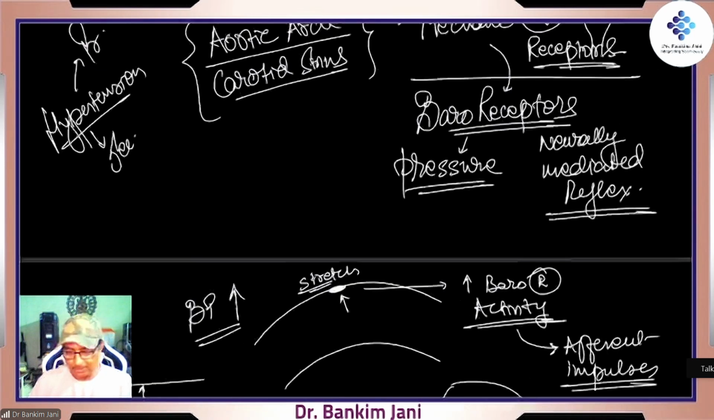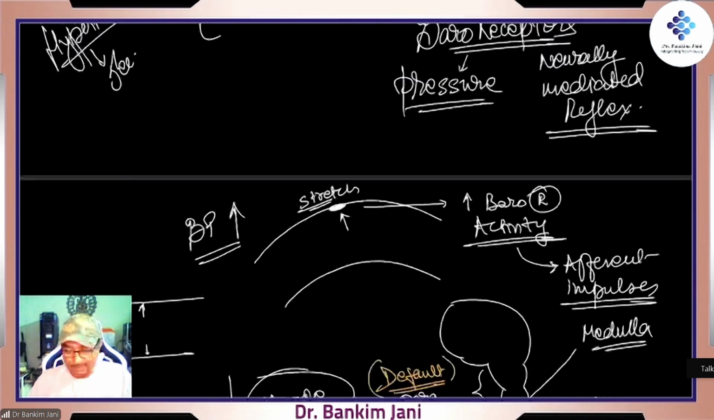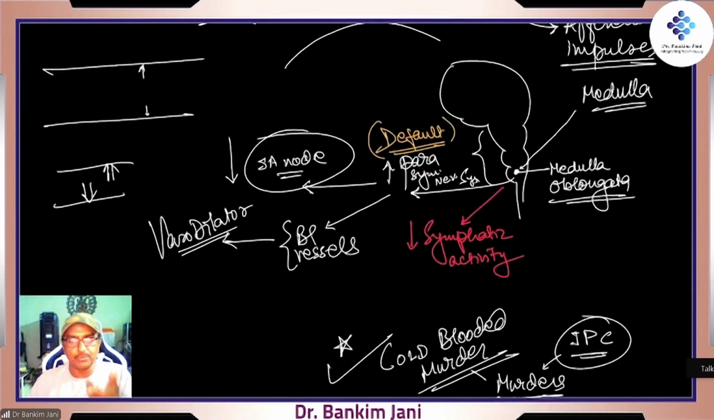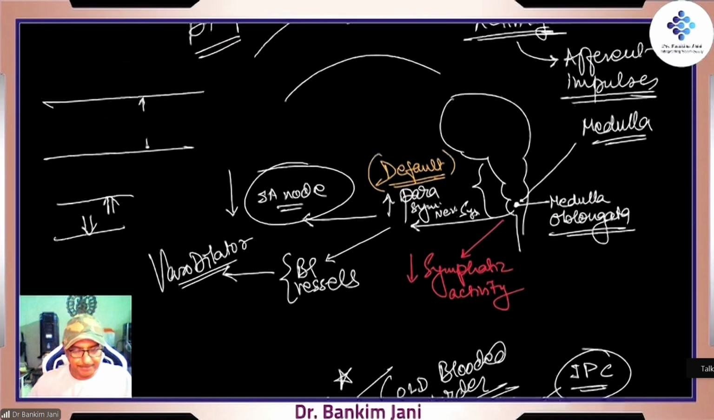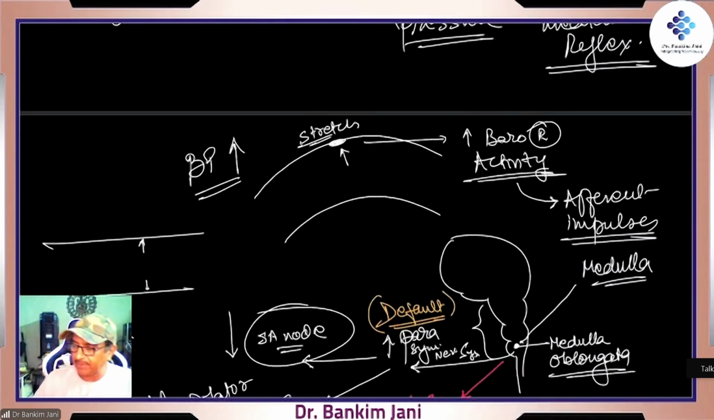So this was the fast acting system, right? Because this whole thing acts within seconds. SA node and the vessel vasodilation, that's pretty fast. And the reverse of the whole thing, similarly, if the blood pressure is decreased, so what would happen? If the blood pressure is decreased, there'll be no stretch, so there would be decreased baroreceptor activity.